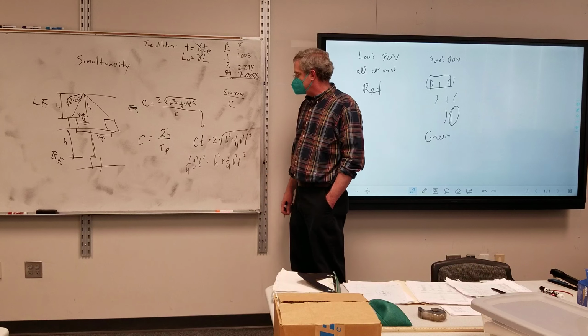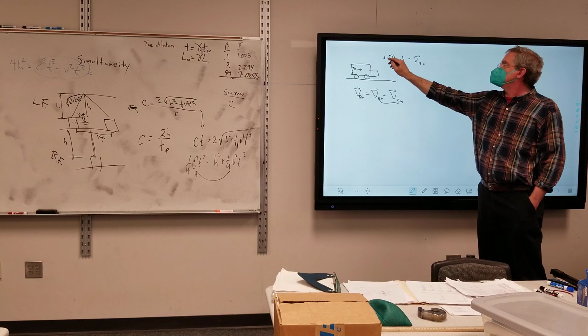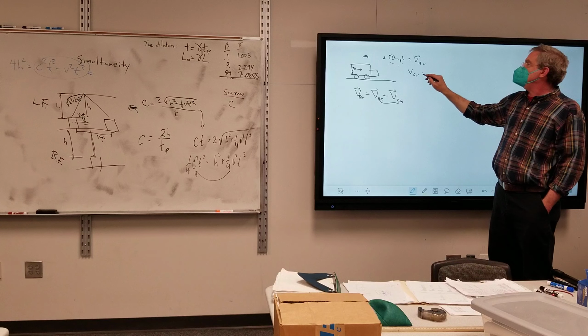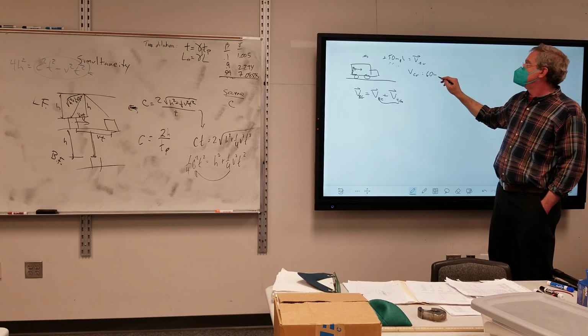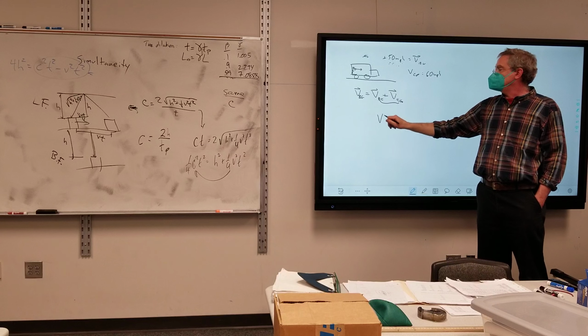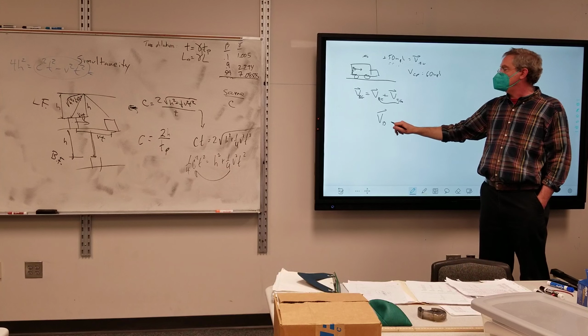So from the car's point of view, if I throw the ball at 50 miles per hour, that is VBC. We'll just take to the right as positive. And the car going relative to the ground, in other words, what we generally consider the speed of the car, VCG, is, let's say, 60 miles per hour relative to the ground. What is the velocity of the ball with respect to the ground?